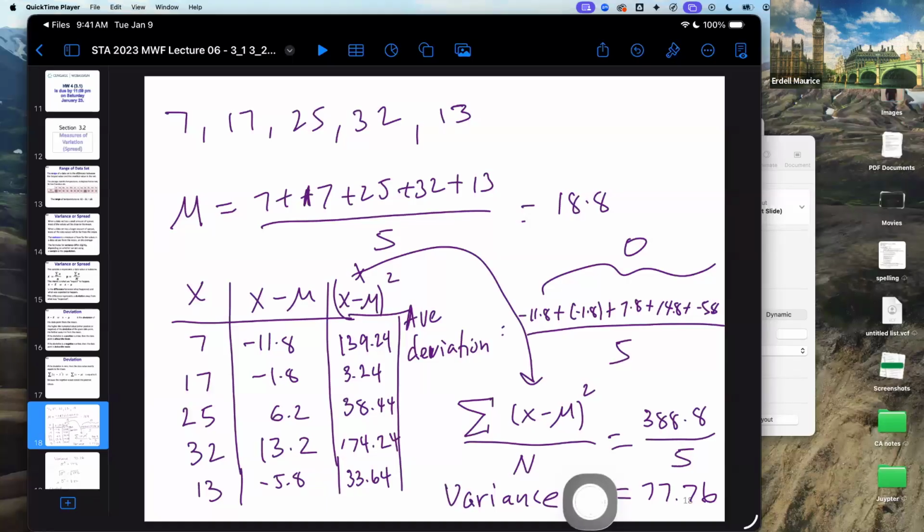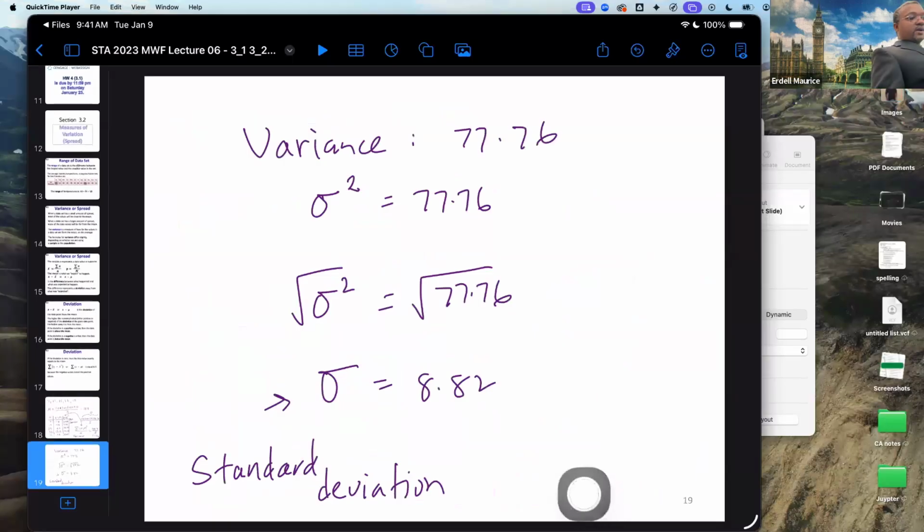Question there? Once you have the variance and you take the square root of the variance, that gives us something called the standard deviation. Questions there?